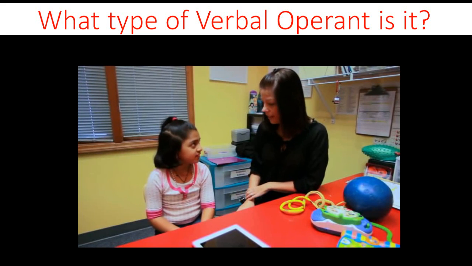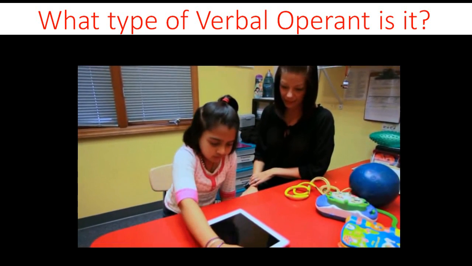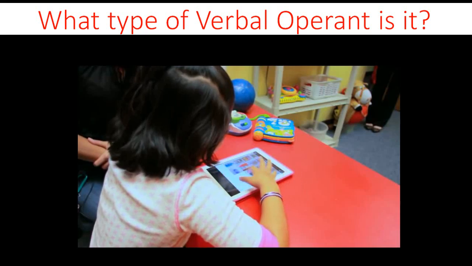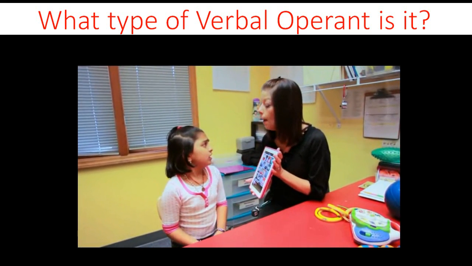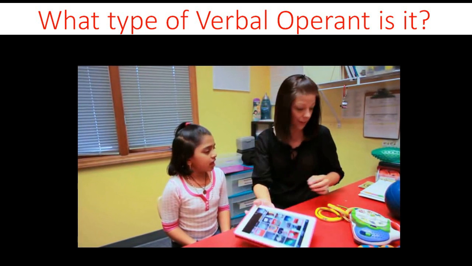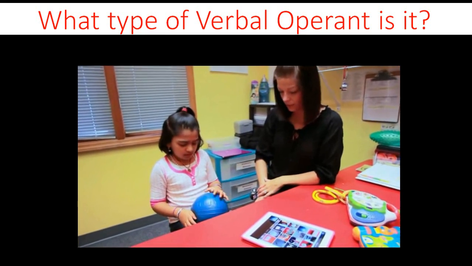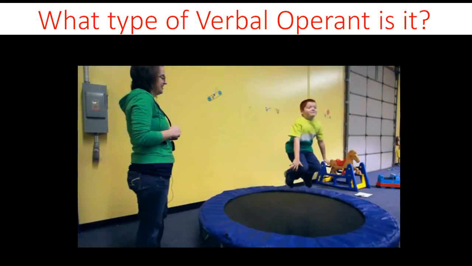Here, Roshni is using an iPad. Several pictures have been taken of preferred items or activities that are available to Roshni. She scrolls through the pictures, taps on one, and then hands the iPad to her therapist, who now knows what Roshni wants. Before her therapist gives Roshni the requested item, she will be required to make a vocal approximation of the word, in this case, ball.